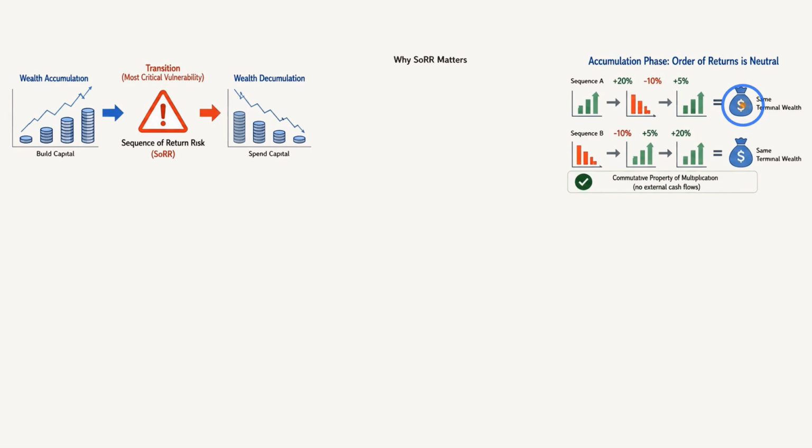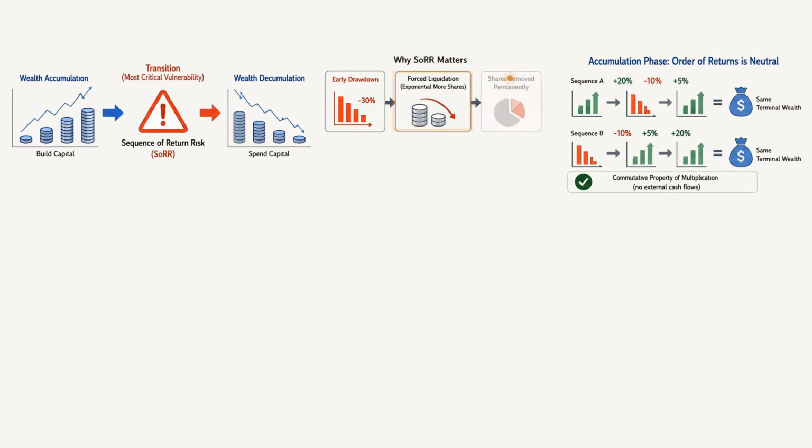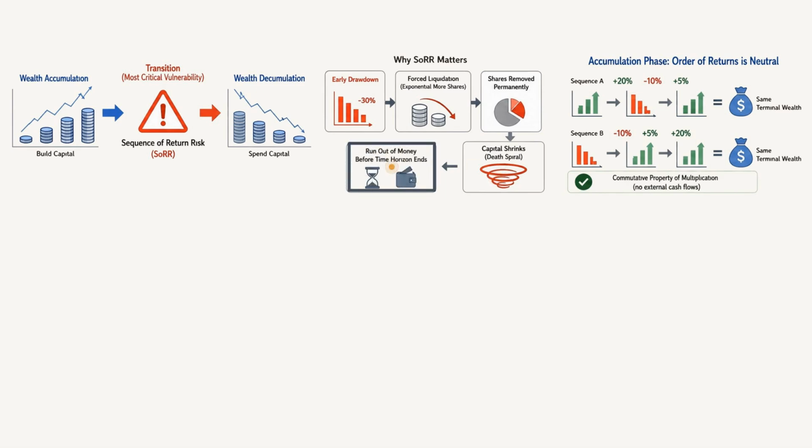However, the math fractures the moment you start taking distributions. If you face an early drawdown, say a 30% market drop right after you retire, you are forced to sell an exponentially larger number of shares just to meet your basic living expenses. Because those shares are removed permanently, they can never participate in the market's eventual recovery. This triggers a death spiral where your capital shrinks rapidly, and you essentially run out of money before your time horizon ends. To neutralize this risk, we must separate capital by its time horizon utility into three distinct buckets.